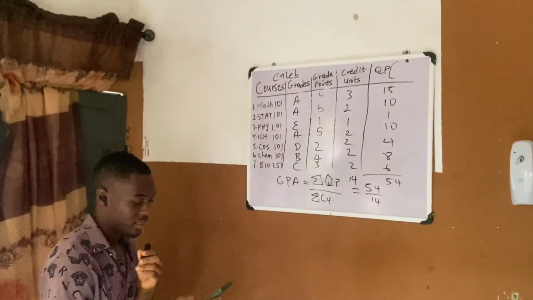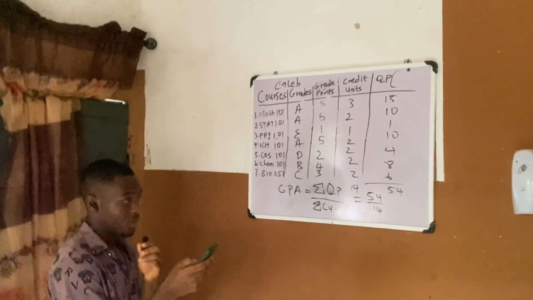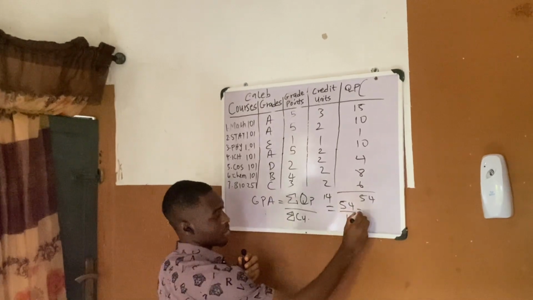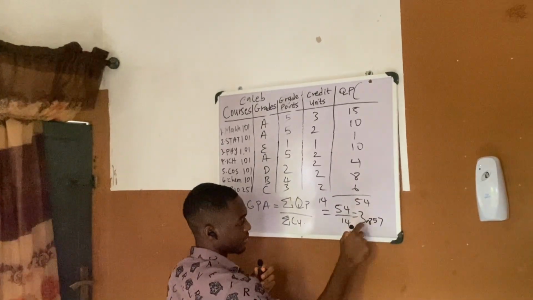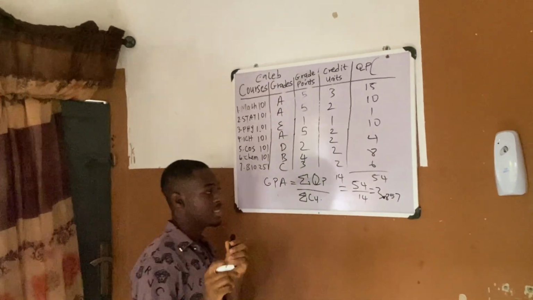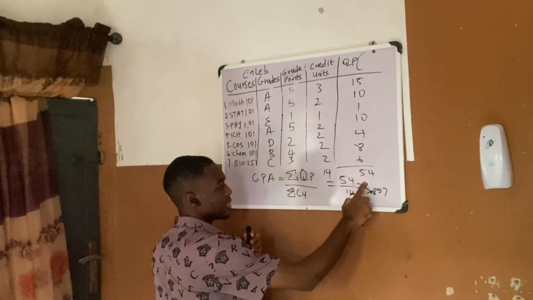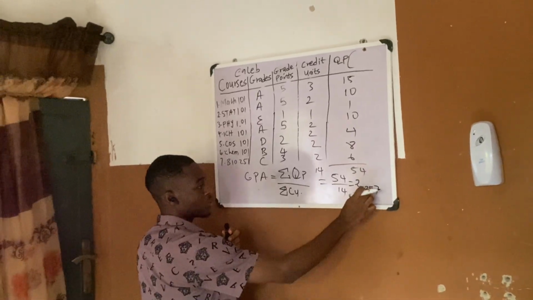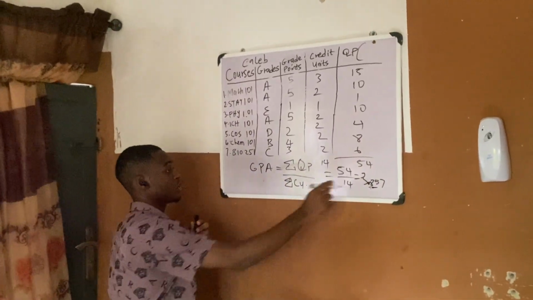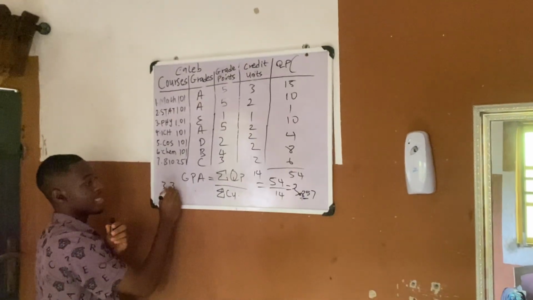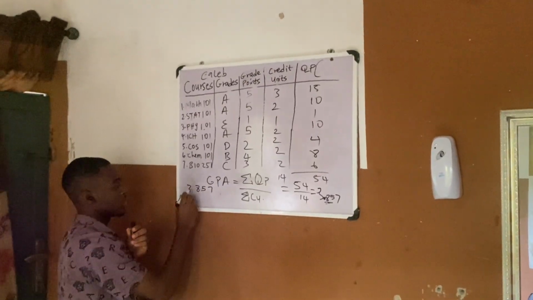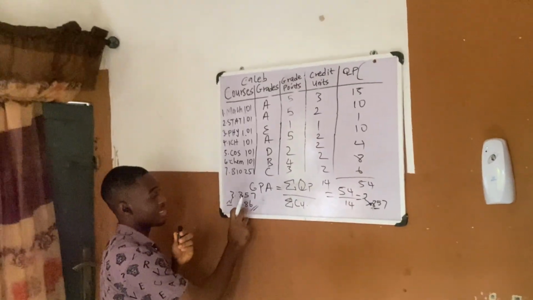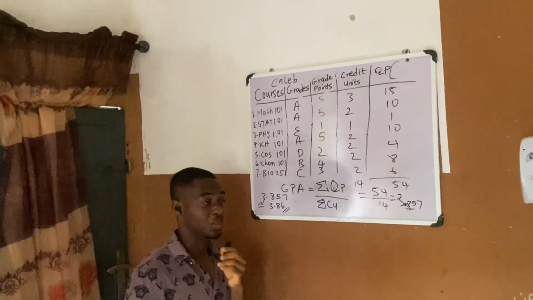So 54 divided by 14 is 3.857. Another thing you have to take note of is whenever you're writing GPA, it is always rounded to the nearest two decimal places. So this 3.857 becomes 3.86. So this person is on a GPA of 3.86. Do you get? Yes, I hope you do.